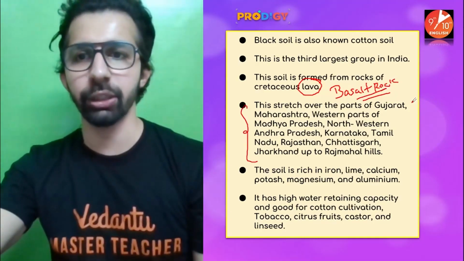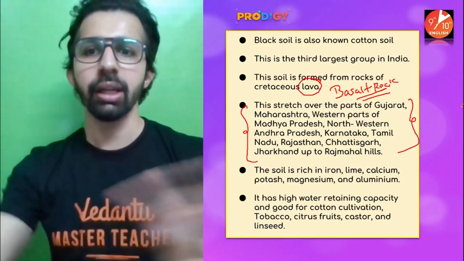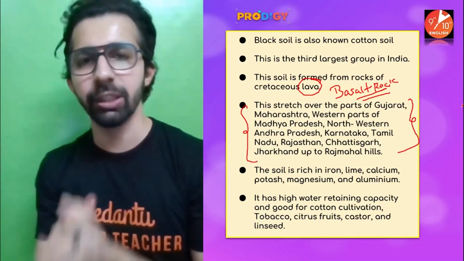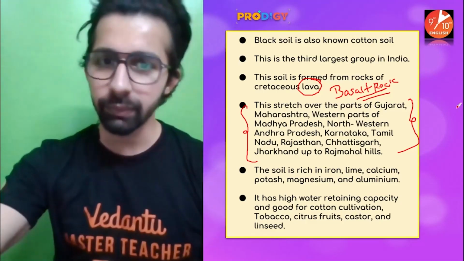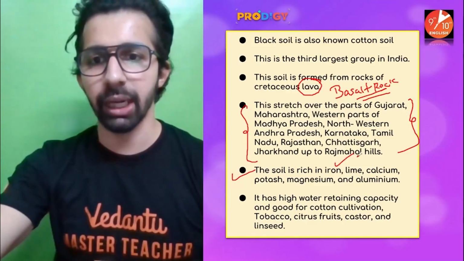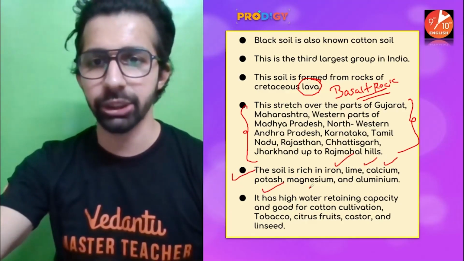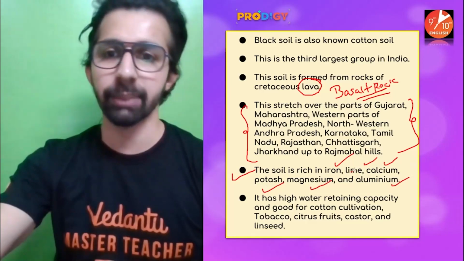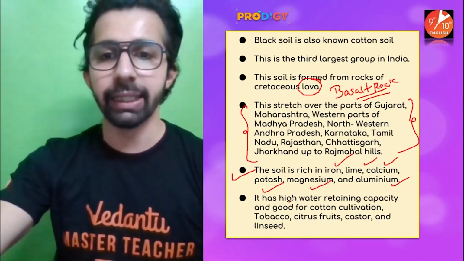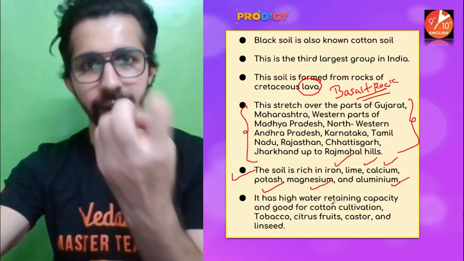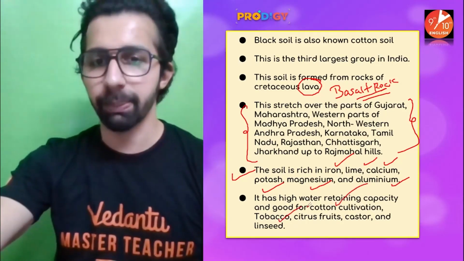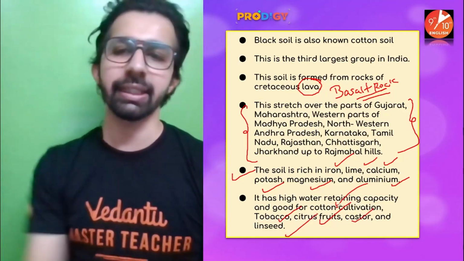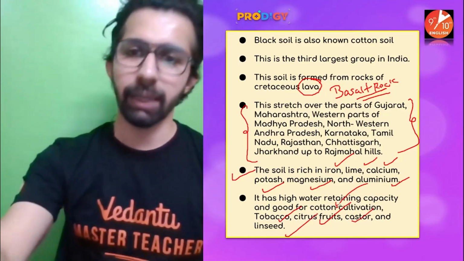These are the places where you will find black soil: Maharashtra, Gujarat, western part of Madhya Pradesh. These are the states where you will find accumulation of black soil, which is very good for cotton. My dear students, this soil is rich in iron, lime, calcium, potash, magnesium, and aluminium. So this is something you have to remember. It has a very high water retaining capacity. Water can be retained in this soil, which is good for the cultivation of cotton, tobacco, citrus fruits, castor and linseeds. Black soil.